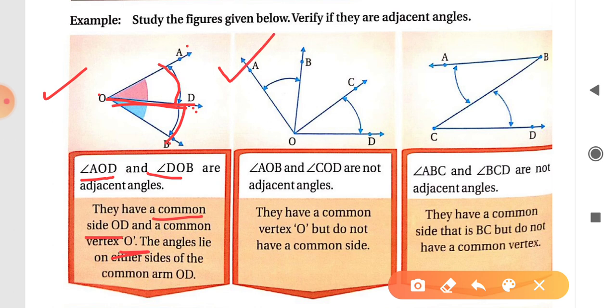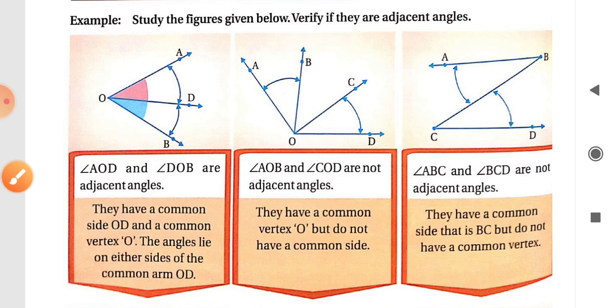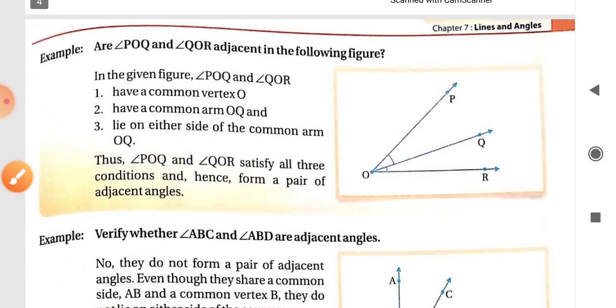In the next example, one is this angle and another is this angle. These are not adjacent angles because they have a common vertex O, but there is no common arm. So these are not adjacent angles. The next example is this example. In this example, one angle is this and one angle is this. These are also not adjacent angles because they do not have a common vertex. So these are not adjacent angles. In the same way, you can solve other examples.